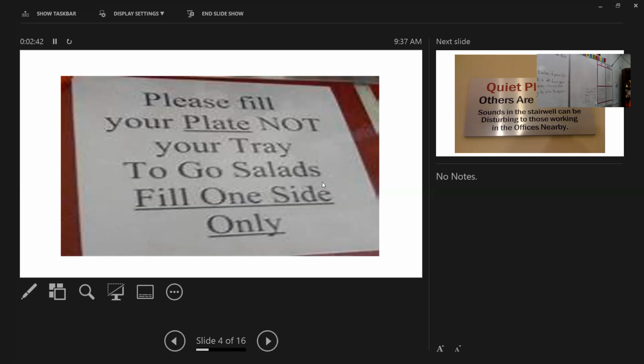The one side only and plate are not capitalized. Okay, so let's start here. Plate is a common noun, should not be capitalized. I get capitalizing all NOTs because you're emphasizing something. What's wrong in the third line? What's wrong in the fourth line? What's wrong in the fifth line? And what's wrong in the last line? Only. Okay, y'all, this is so common.